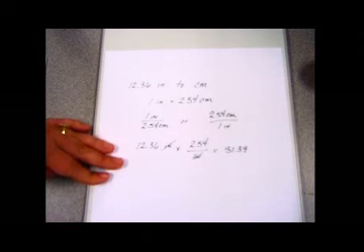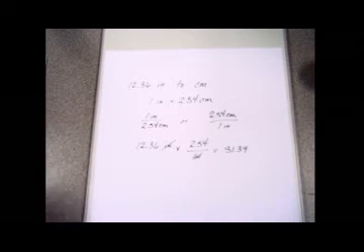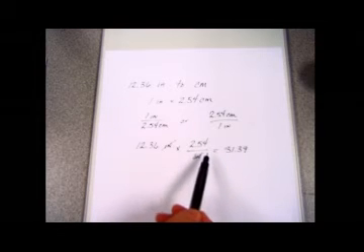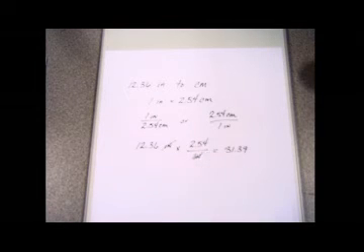I may want it in 3 significant figures, but this one I want in 4 significant figures, so I'm going to write it in 4 significant figures because my 2.54 is an exact number and it has as many significant figures as I want it to have.